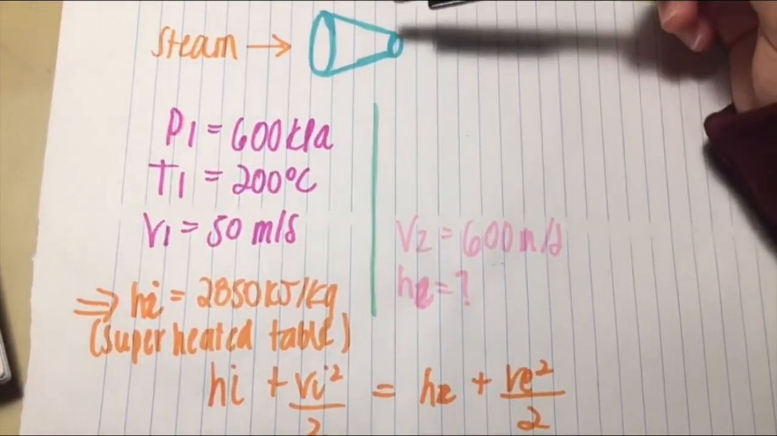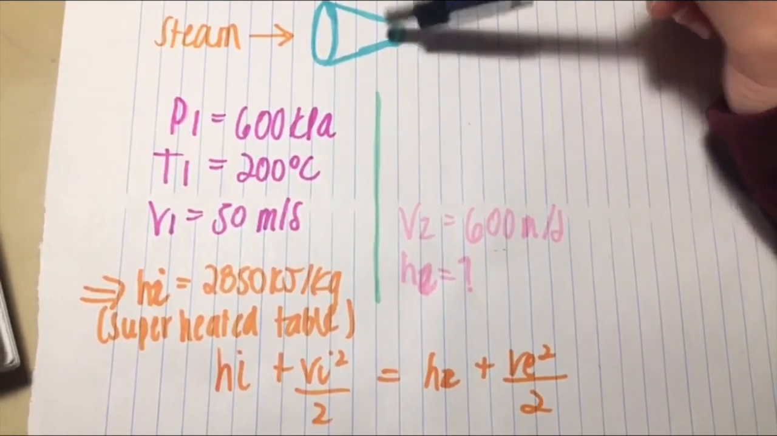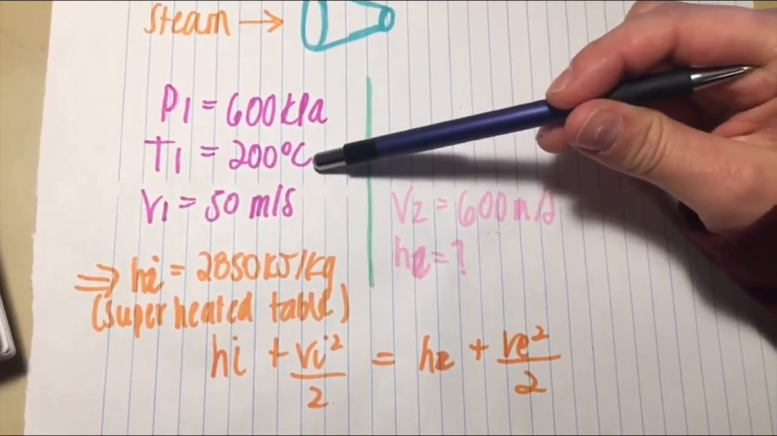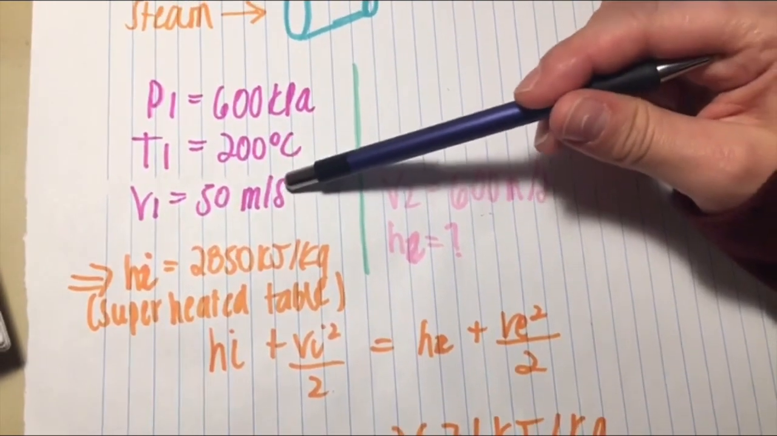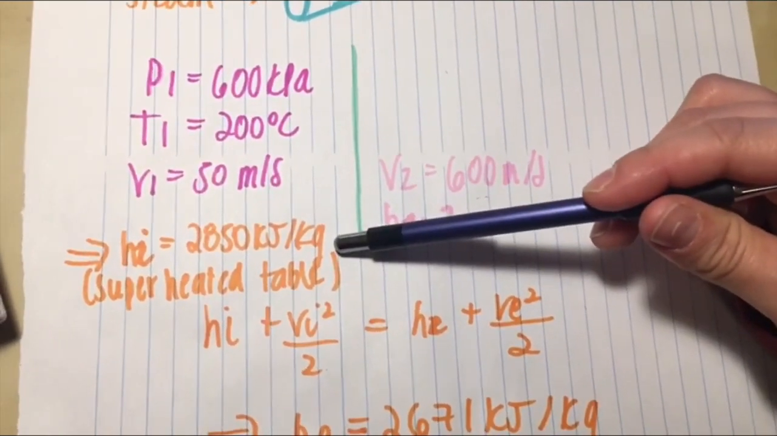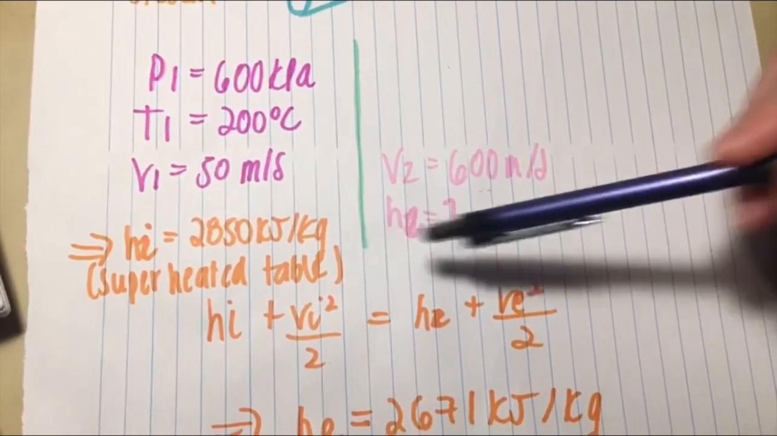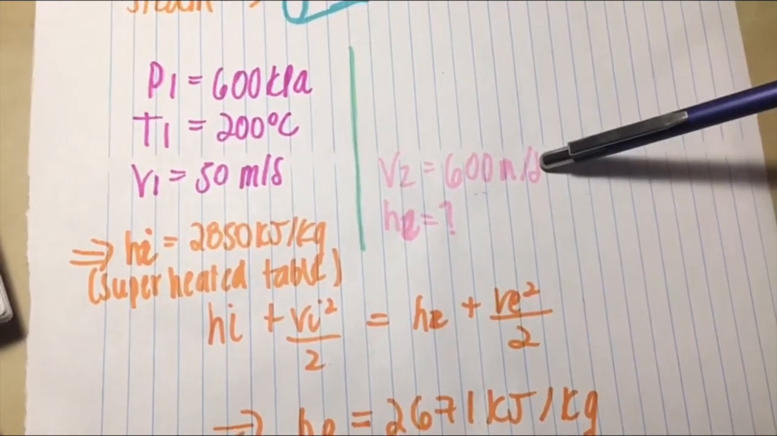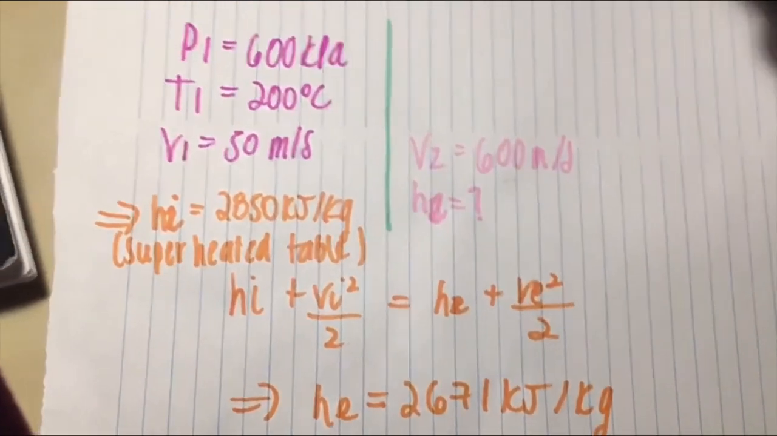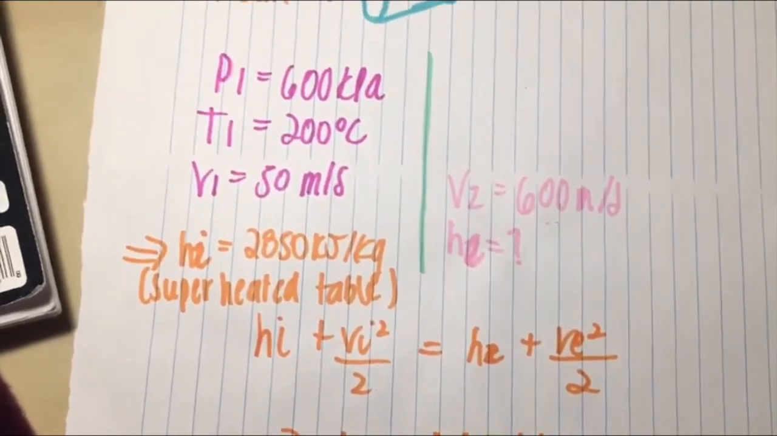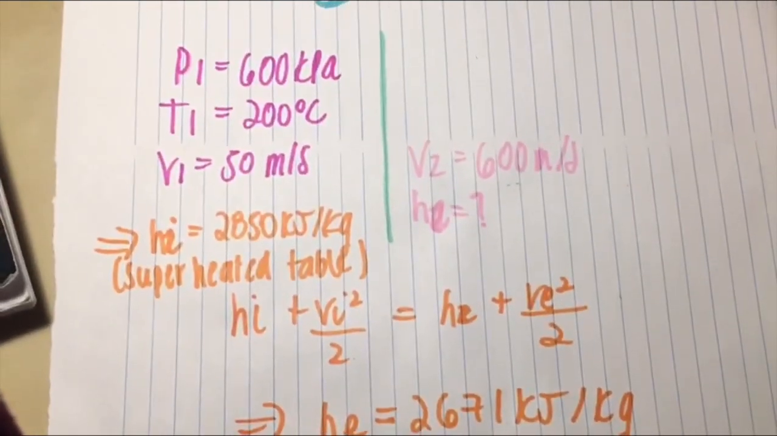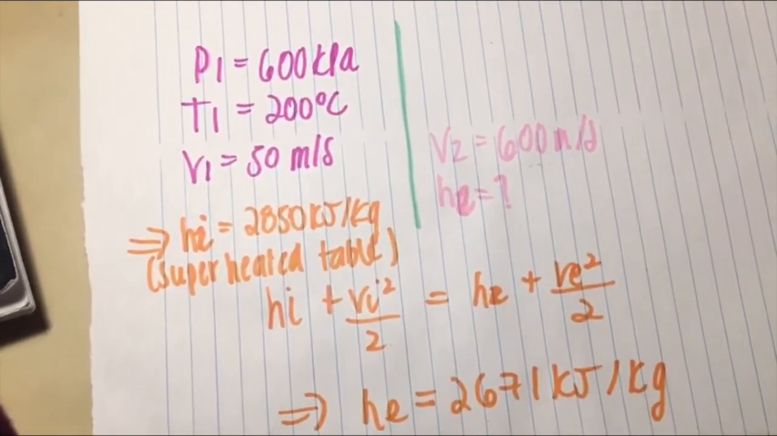A simple example of a nozzle is steam entering a nozzle with a 600 kilopascal pressure, a 200 degree Celsius temperature, and a 50 meter per second velocity, where we can find the initial enthalpy with a superheated table. And with that equation and the velocity at state 2, we can find the enthalpy at the exit. It is also possible to find any other property that is in the table for state 2, like specific volume, and that is it for nozzle and diffuser.